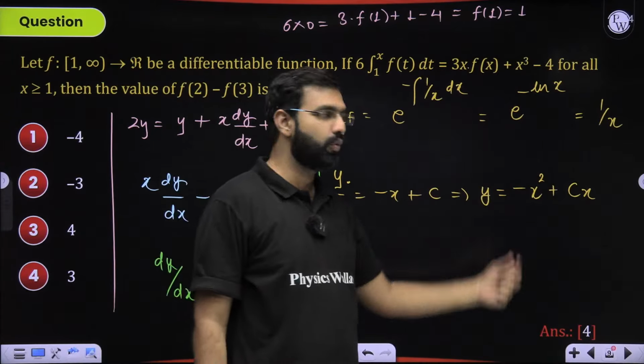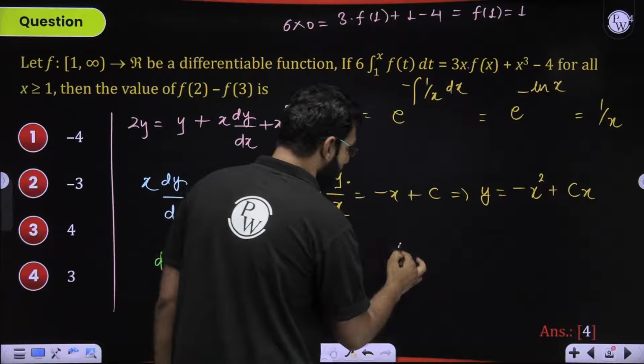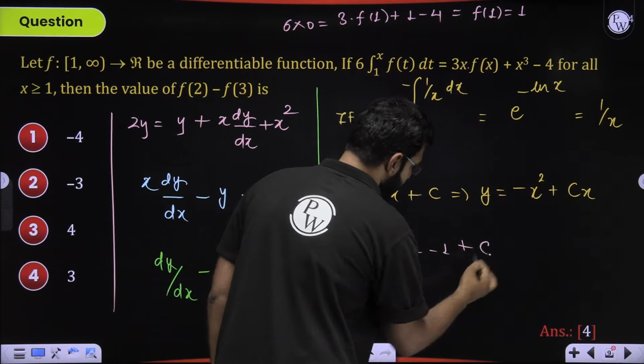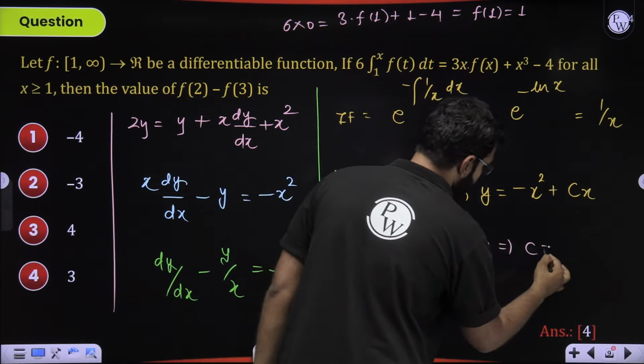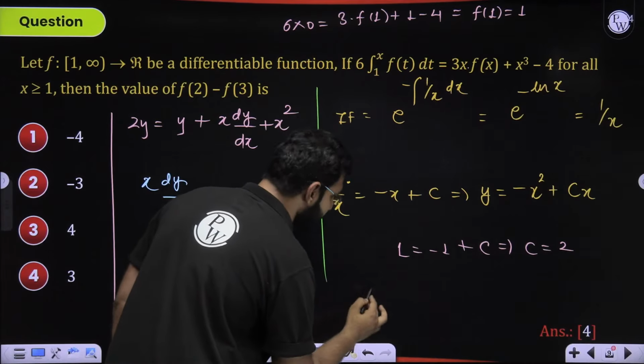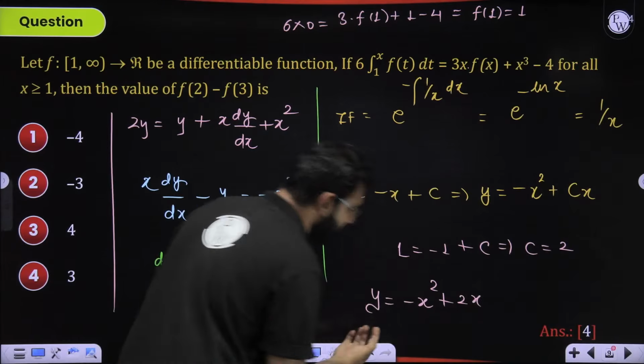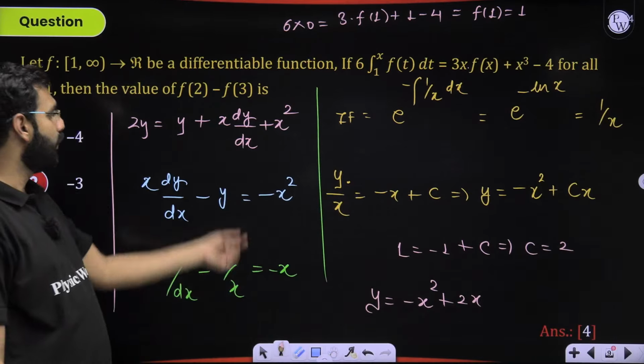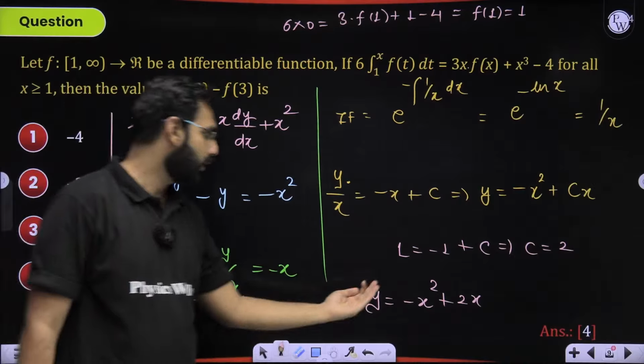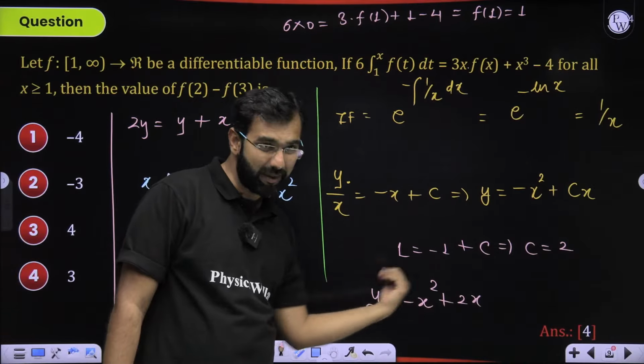So I'll replace x and y, both by 1. So it will give me 1 is equal to minus 1 plus c. So that gives you c as 2. So once you have received 2 as c, y becomes what? Minus x square plus 2x. Now you have received y. So if you have received y, can you not find f2 and f of 3? When you replace x by 2, it will be f2. When you replace x by 3, it will be f of 3.